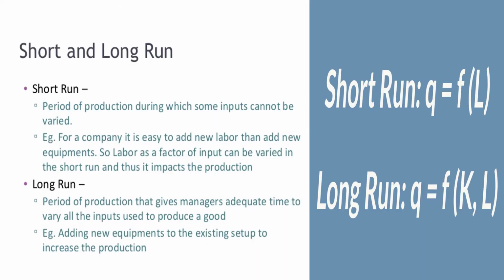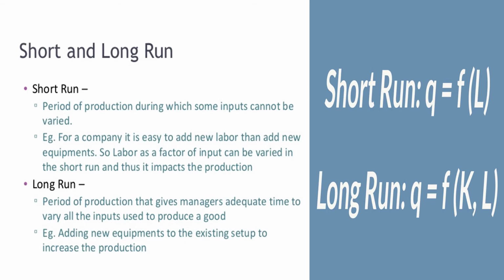Short run and long run. Short run is the period of production during which some inputs cannot be varied. For a company, it is easy to add new labor, but harder to add new equipment. So labor as a factor of input can be varied in the short run, and thus it impacts production. Over here you can see the short run is a function of labor only, because capital is constant. So any change in labor will bring about a change in your production.